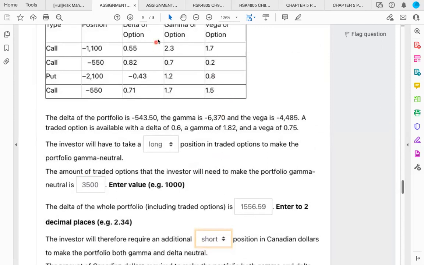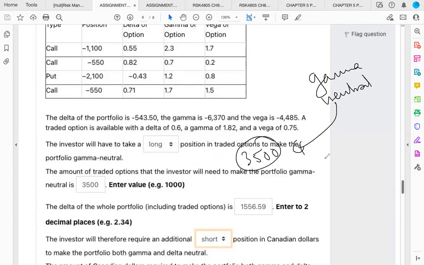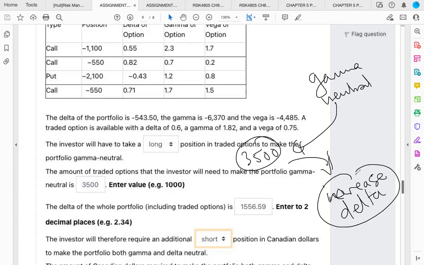Now we've added 3,500 options into our portfolio. Our portfolio is now gamma neutral. However, these 3,500 options we've added into our portfolio are going to create a problem. They're going to increase our delta. And remember, we want our portfolio to be both gamma neutral and delta neutral. So this is a problem. We want our portfolio to be delta neutral. So these options are going to increase our delta, right?